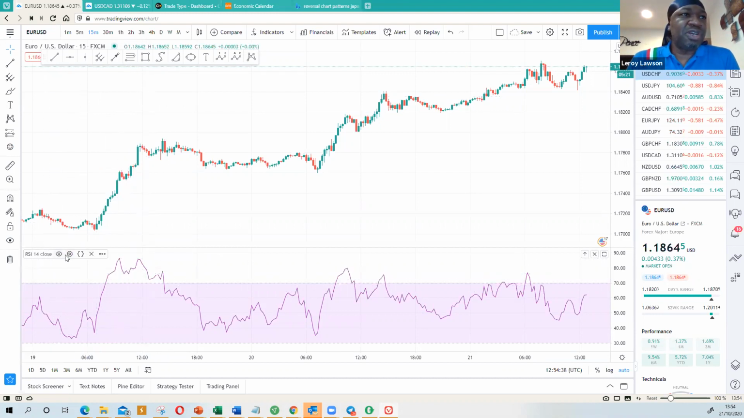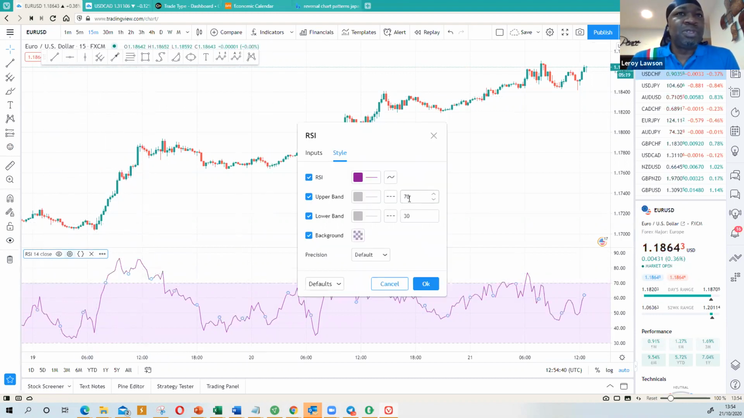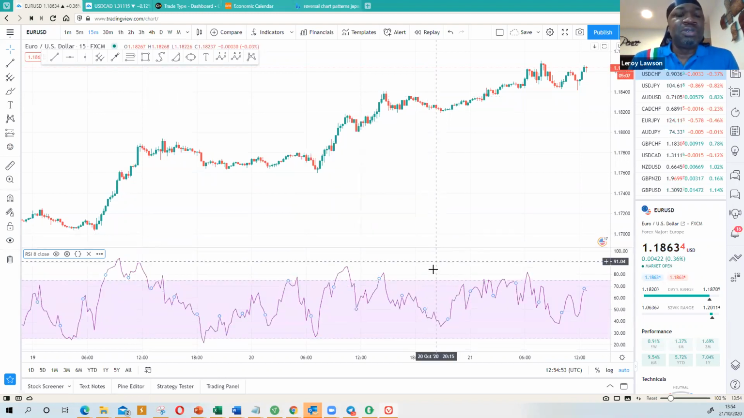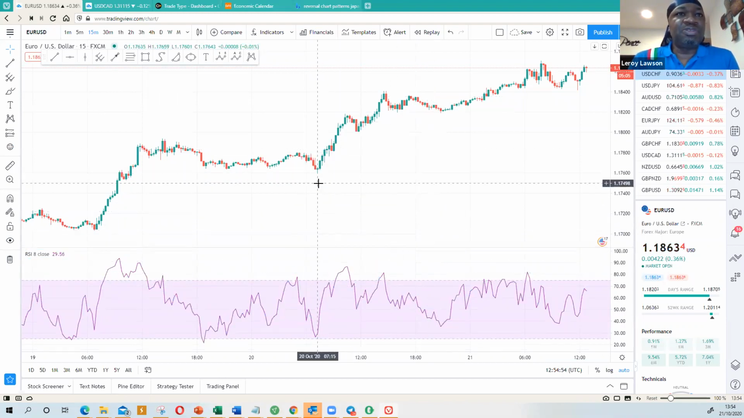So I'm going to go to the RSI. I'm going to change the settings. I'm going to change it to 75, oops, 75 and 25. All right, and then the input, I want to change that to 8. Okay, and then look what happens. We've got really sharp setups.